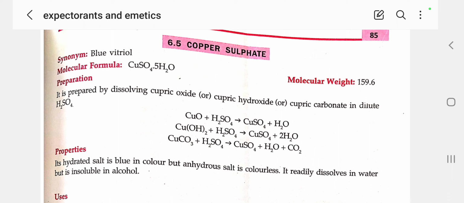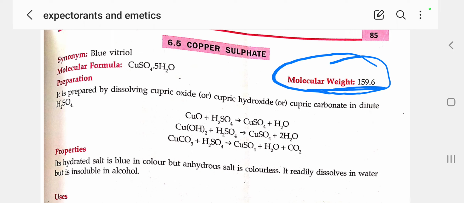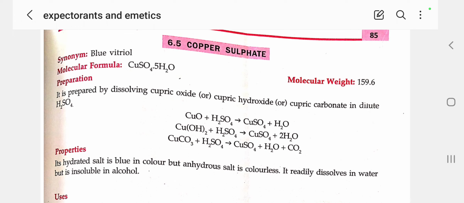The synonym for copper sulfate is blue vitriol. Blue vitriol has a sky blue color, so it is otherwise known as blue vitriol. And what is the molecular formula here? Molecular weight 159.6, and the molecular formula of copper sulfate with 5 molecules of water is CuSO4.5H2O.